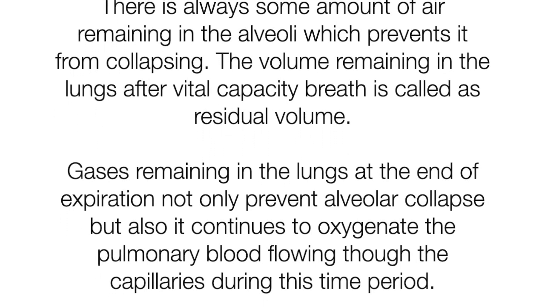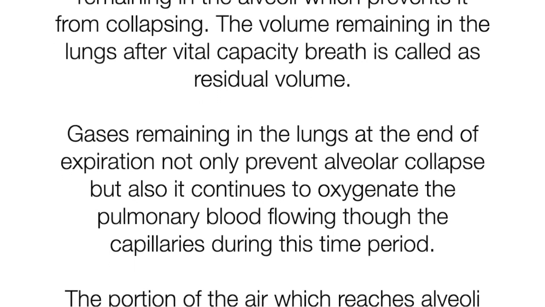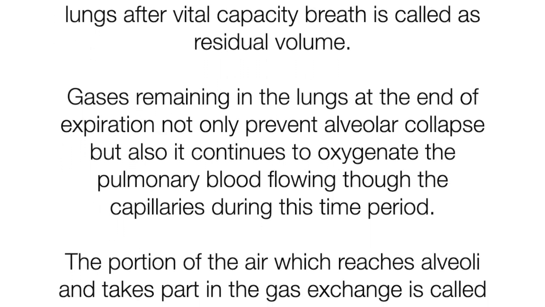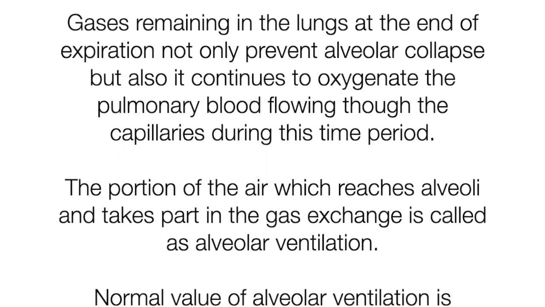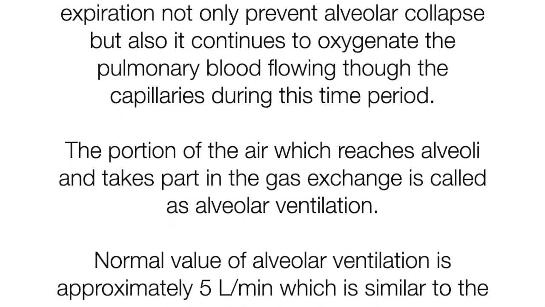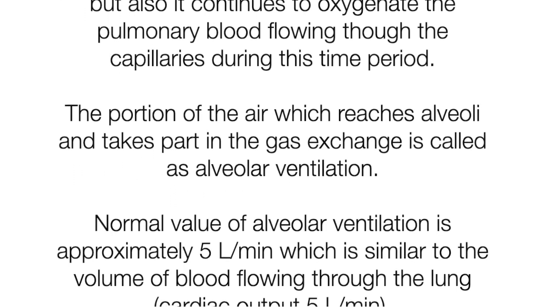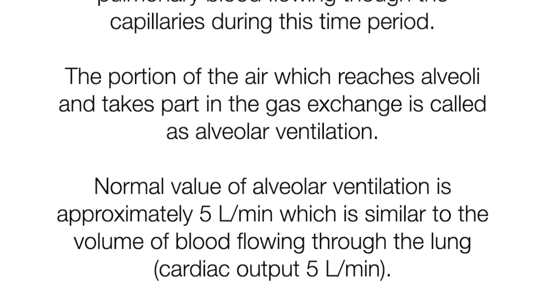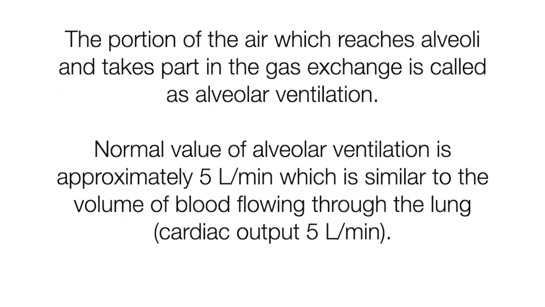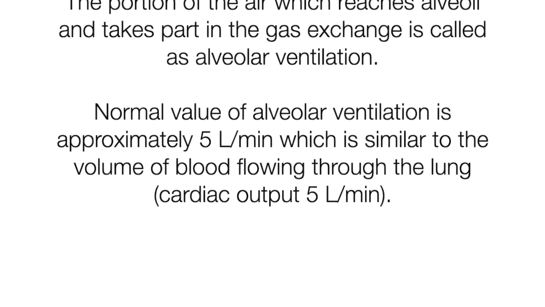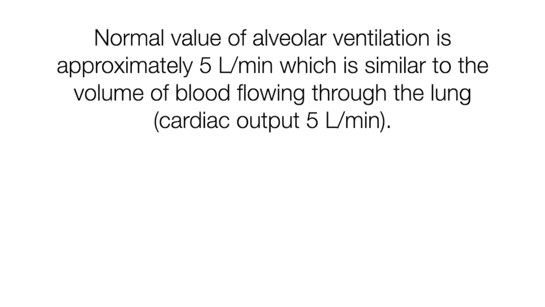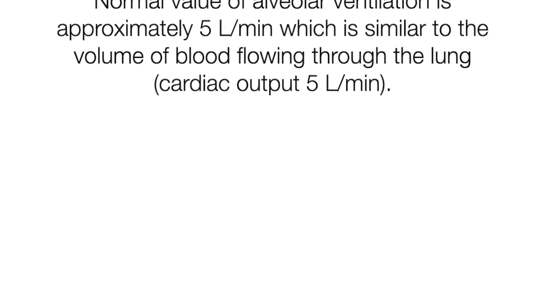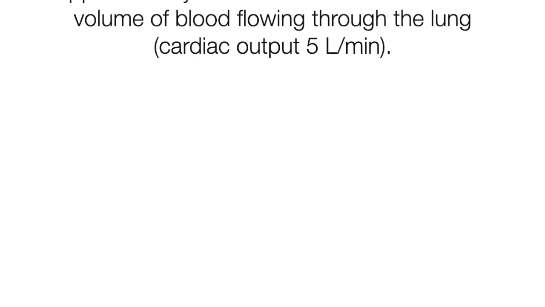Gases remaining in the lungs at the end of expiration not only prevent alveolar collapse, but also continue to oxygenate the pulmonary blood flowing through the capillaries during this time period. The portion of the air which reaches alveoli and takes part in the gas exchange is called as alveolar ventilation. Normal value of alveolar ventilation is approximately 5 liters per minute, which is similar to the volume of blood flowing through the lung. That is, cardiac output is also 5 liters per minute.